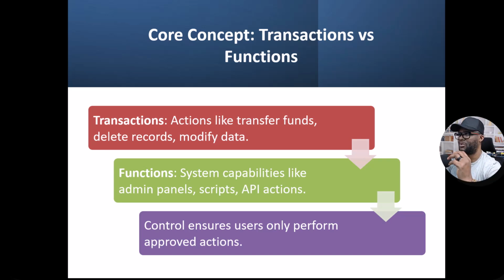Now, let me give you an example. You have a finance user that approves invoices. That is under transaction, approving invoice. Approve invoice is a function, but that function is given to a user. So that finance user is doing a transaction. But that same user is not allowed to modify the backend database. That's a function. So at the end of the day, if you don't separate this clearly, you lose control.